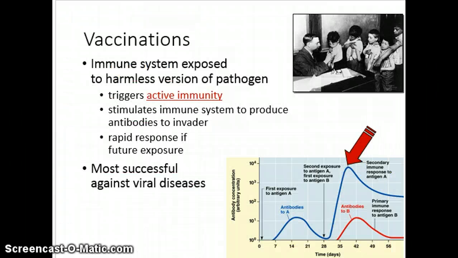So we talked a little bit already about vaccinations, but when the immune system is exposed to a harmless version of a pathogen, you need to be aware that that means you're going to trigger an active immune response. So that what that means is that the immune system is going to be stimulated to produce antibodies to that invader, and then as a result of that as well, you're going to end up with some memory cells being produced, so that in the future we have a much quicker response to a second exposure to that antigen. And you can see that in this graph here, and we'll look at another graph a little bit later.